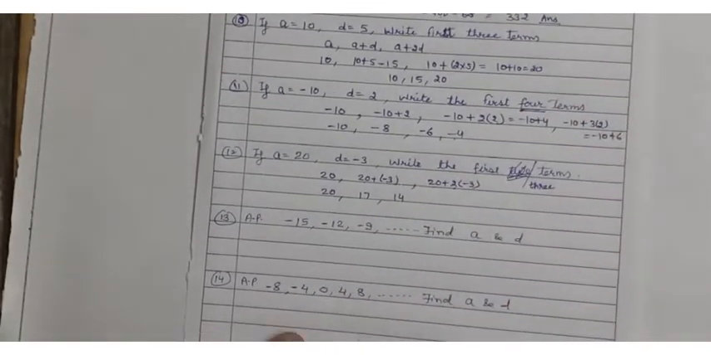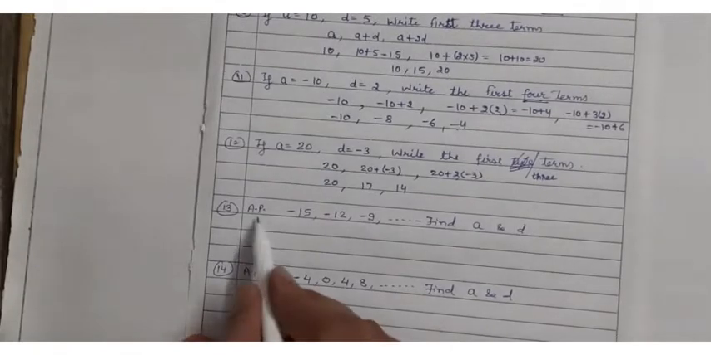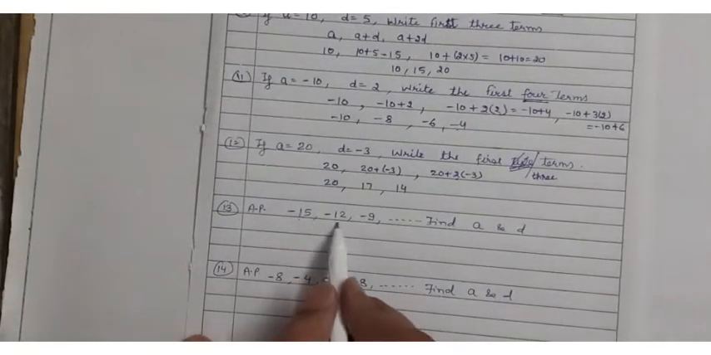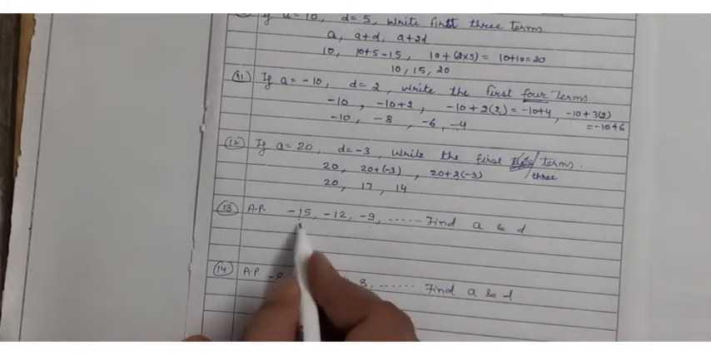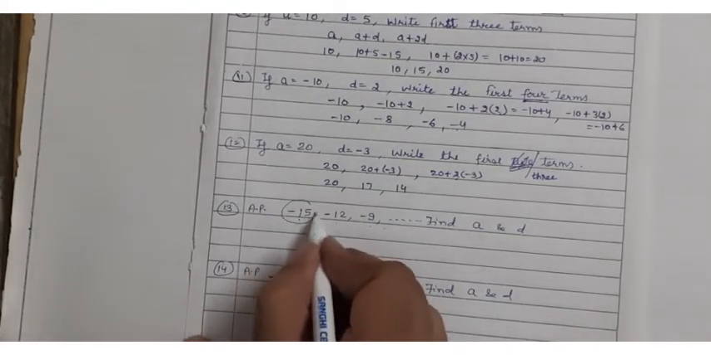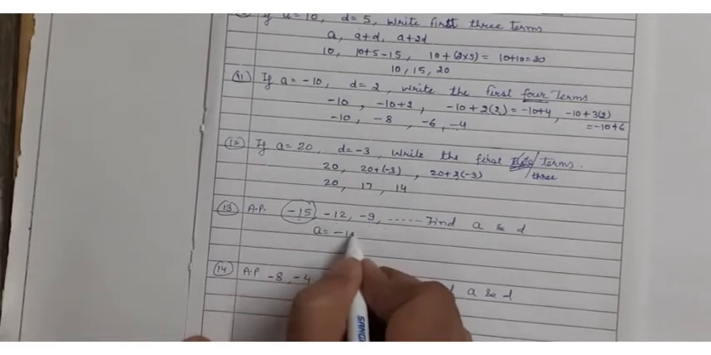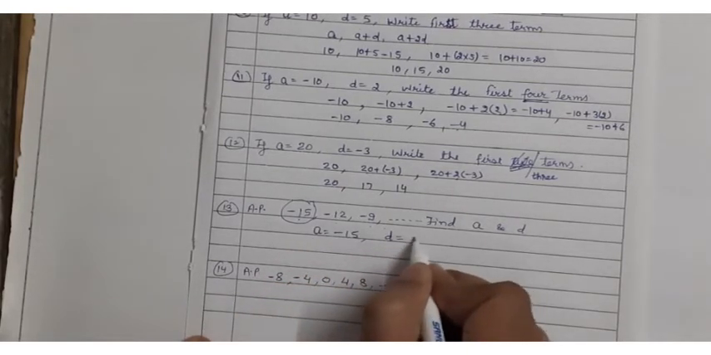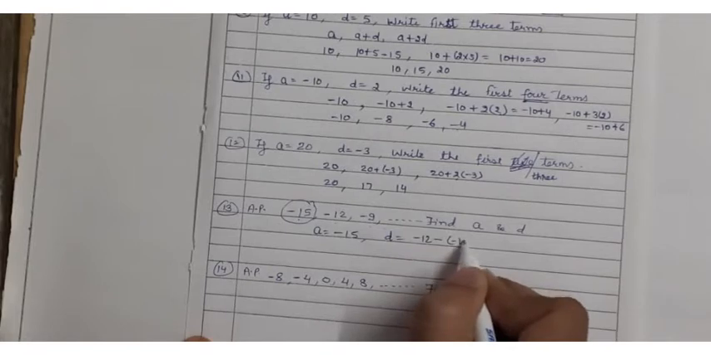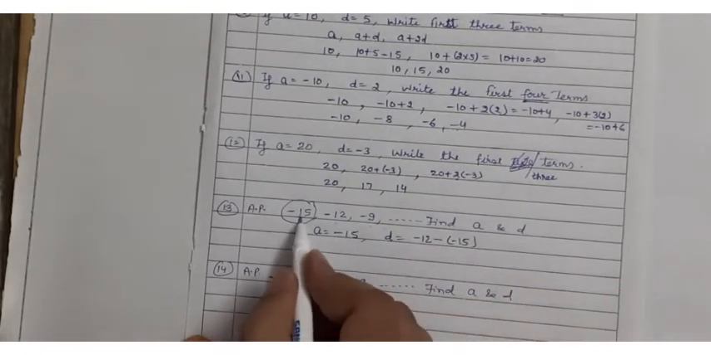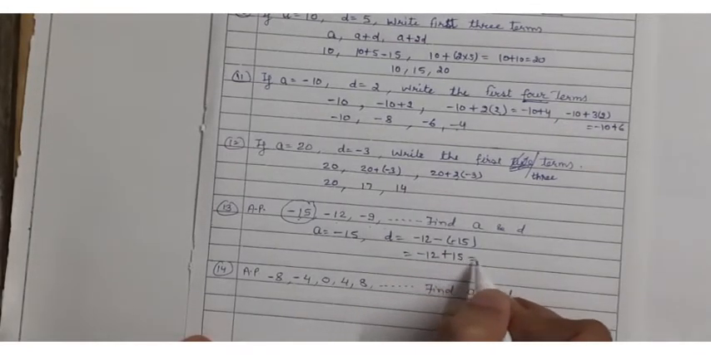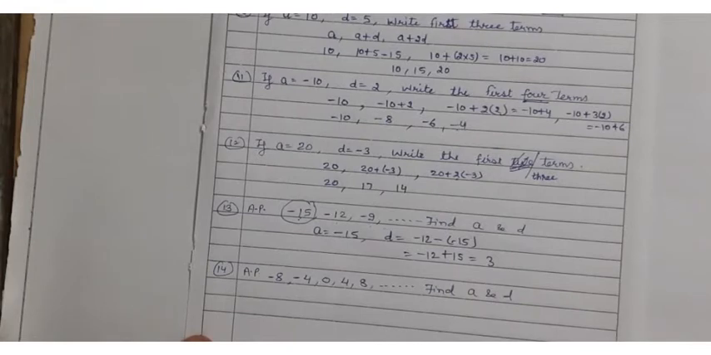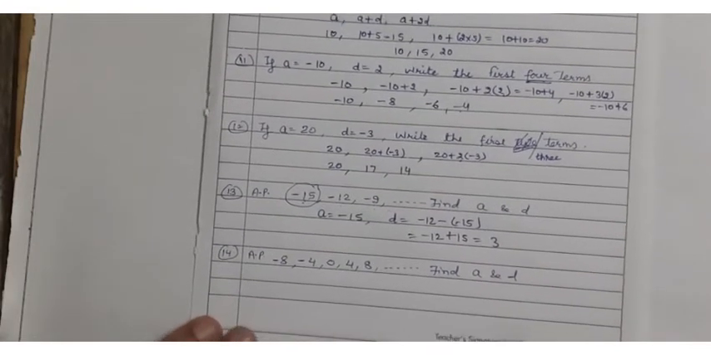Okay. Then come on to the next question. An AP is given to you: minus 15, minus 12, minus 9. You have to find A and D. A is clear, no? The first term is your A. A is minus 15. And D is what? Second term minus first term. First term is minus 15. Second term is minus 12. So minus 12 minus minus 15, plus 15. This is 3.